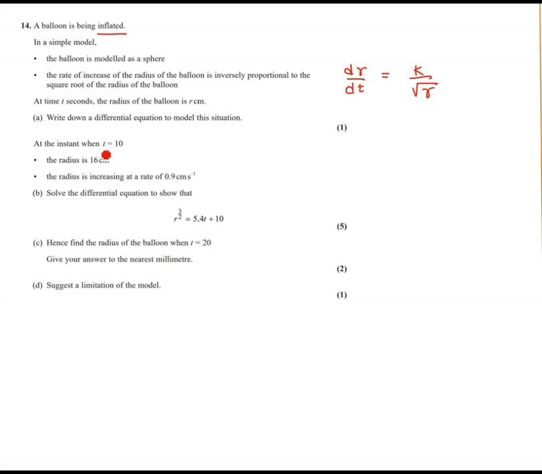Now at the instant when t is 10, the radius is 16 centimeter. The radius is increasing at the rate of 0.9 centimeter per second. So when t is 10, so we know a few things.